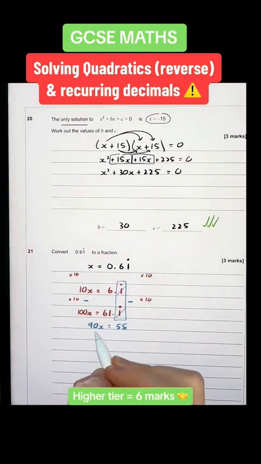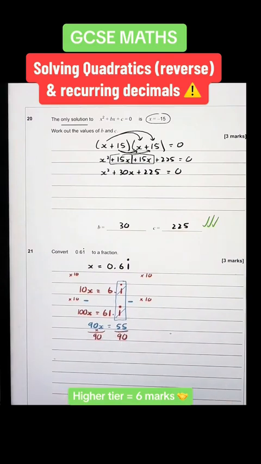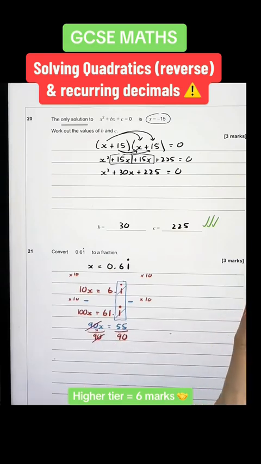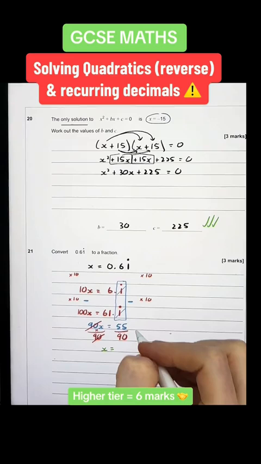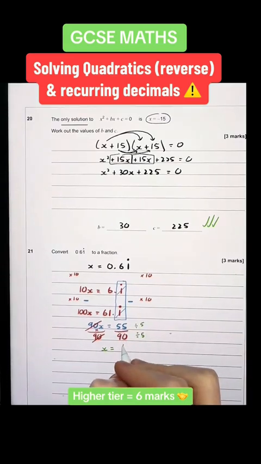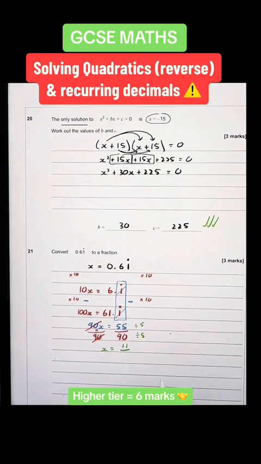As I want to get x by itself, I know a number in front of the letter means to multiply. So the opposite of times by 90 is divide both sides by 90. On the left-hand side, 90 over 90 will cancel to leave us with single x, which is exactly what I wanted. On the right-hand side, 55 over 90, I can see they're both divisible by 5, as they both end in 5 and 0. 55 divided by 5 gives us 11, and the bottom 90 divided by 5 gives us 18.